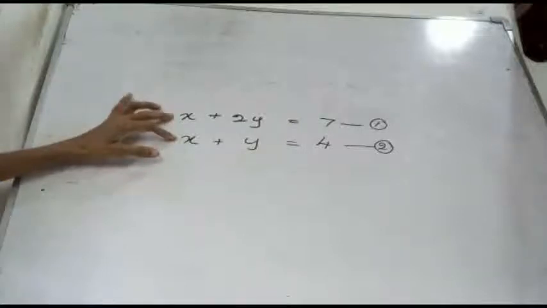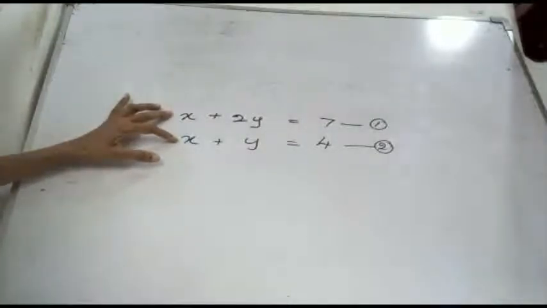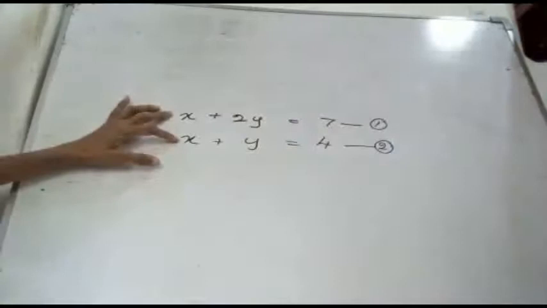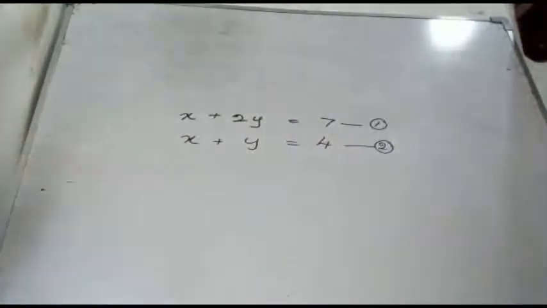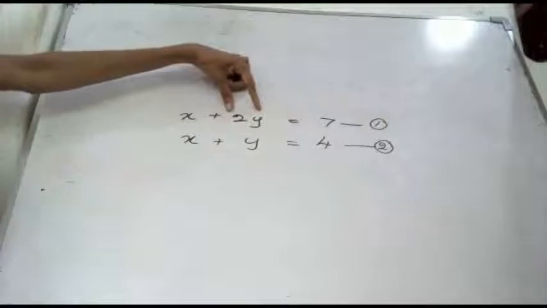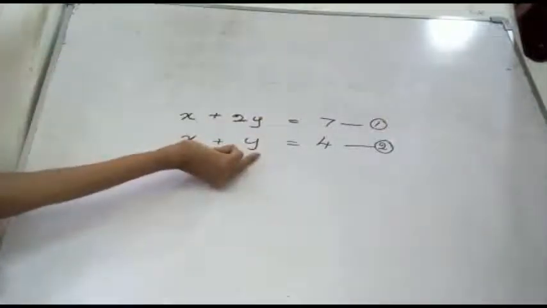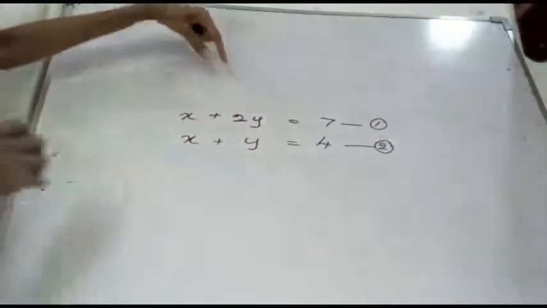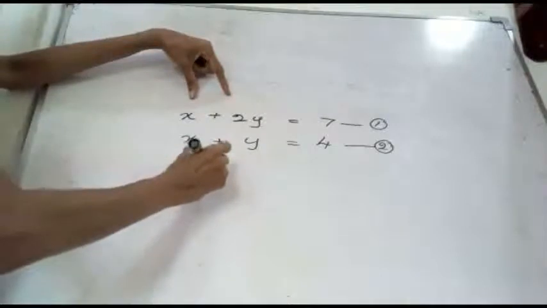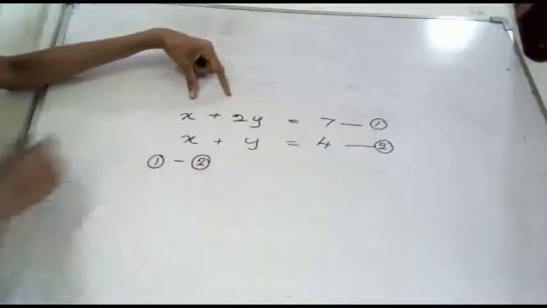If the coefficients are equal and the signs are different, we can add the two equations. But here the coefficients are equal and the signs are also equal. Now we subtract one equation from the other. Here the coefficient of y is larger in the first equation. Now we subtract the second equation from the first equation.